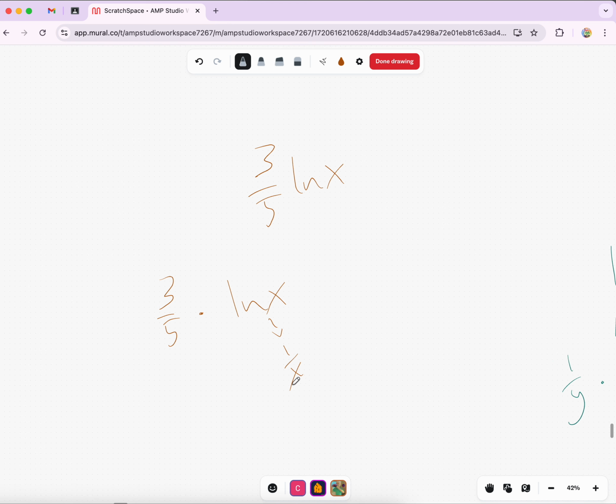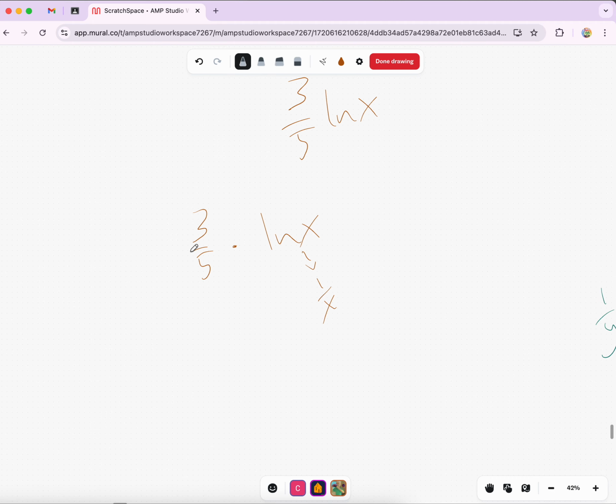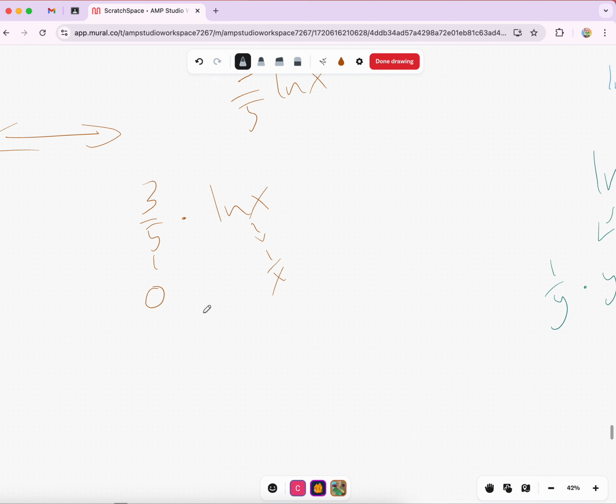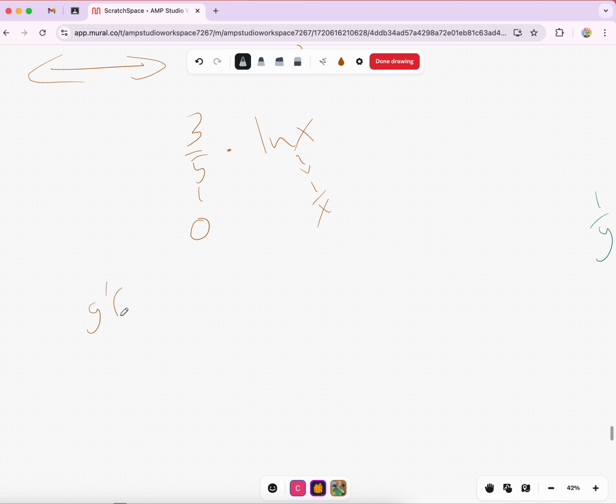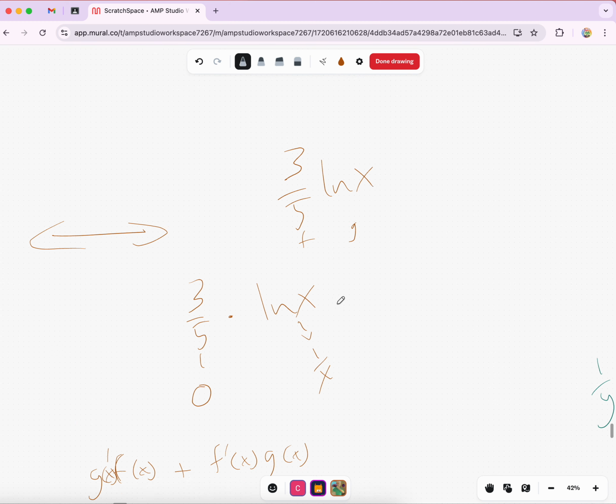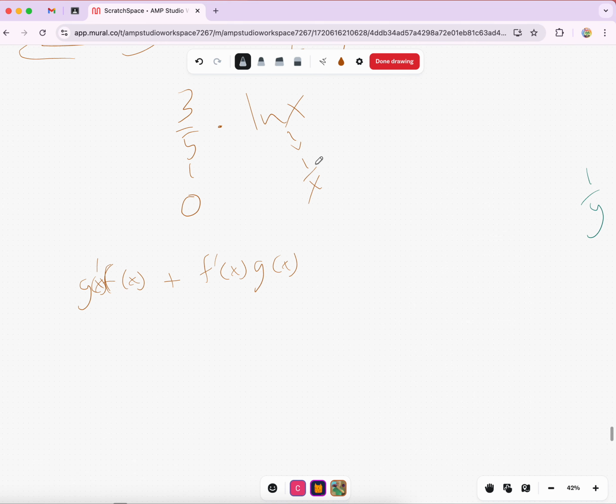So the derivative of this is 1 over x. The derivative of 3/5. Well, remember, this is a constant value. So what's the derivative here? 0, right? Any constant value, it's just a straight line on a graph. Any constant value is going to be 0. So that's the derivative here. And then we just remember our product rule, which is g prime x times f of x plus f prime of x times g of x. All right, let's label each one. This one's f, this one's g. So we'll do this first one. So again, the prime is 1 over x times 3/5.